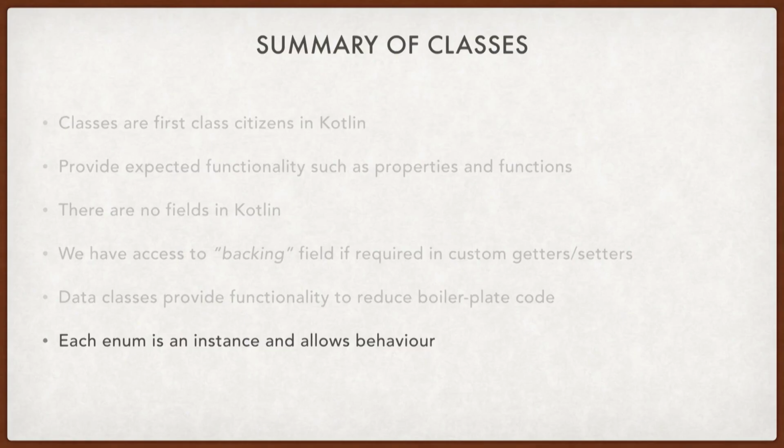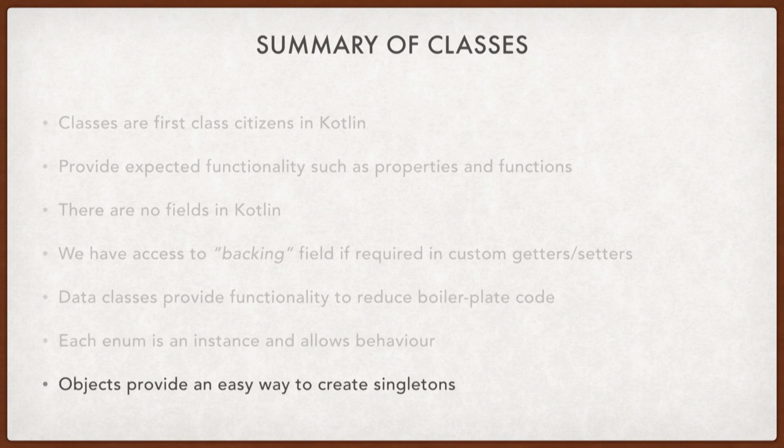Data classes, by adding the data modifier, provide us this functionality of implementing all of the toString and hashCode and the copy function, etc., without us having to do that in a manual way each time with boilerplate code. Enums, you can create an instance, and they also allow behavior. And objects provide an easy way to create singletons and just access them without having to mess around with creating instances of them, etc.